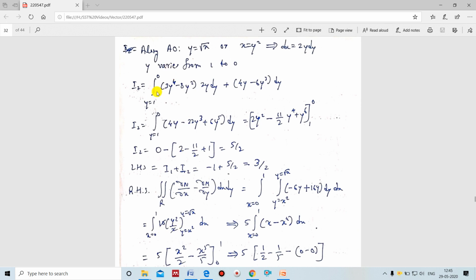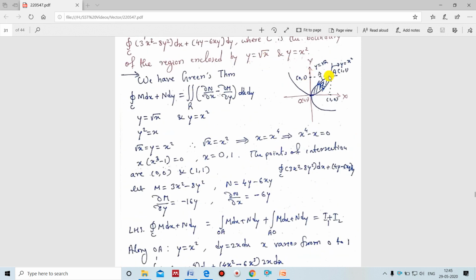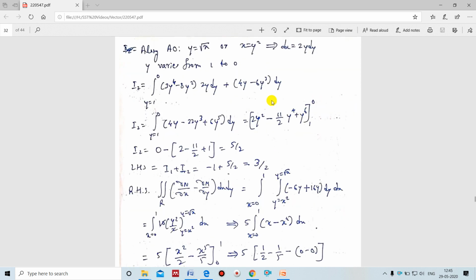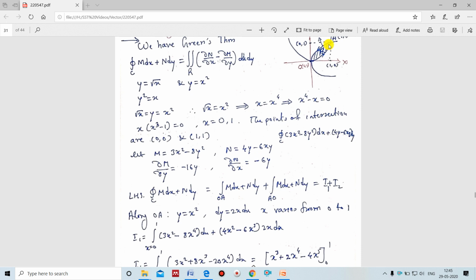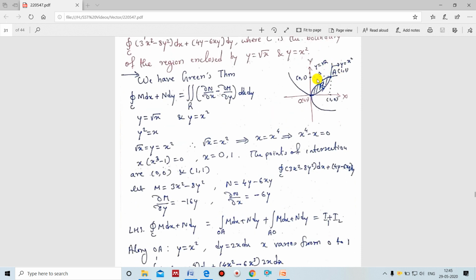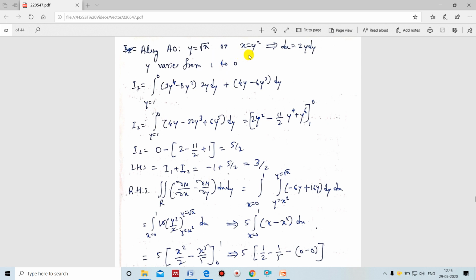Similarly, for the curve along AO, x varies from 1 to 0. In OA, x varies from 0 to 1, and here 1 to 0. So AO is the curve x square equals y, that is y is equal to root x, or y square is equal to x. So x equal to y square. Differentiating with respect to y, dx is equal to 2y into dy. Then y varies from 1 to 0. So instead of x, we have taken it in terms of y.